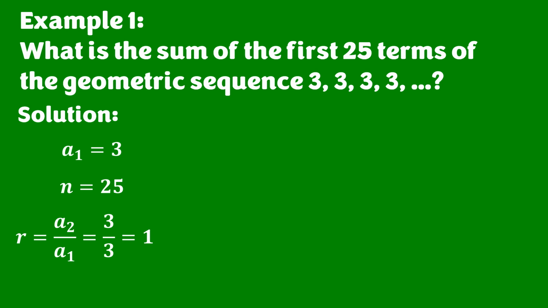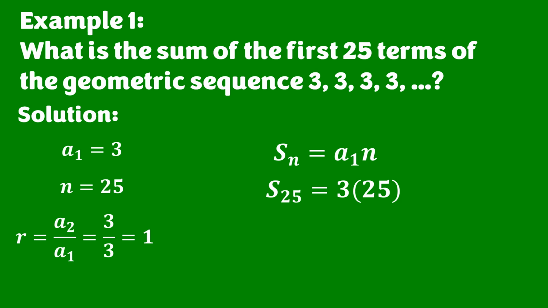So if the value of r is equal to 1, we're going to use the formula S sub n is equal to a sub 1 times n. So we will just substitute the value of n and a sub 1, and we have S sub 25 is equal to 3 times 25. The value of n is 25 and the value of a sub 1 is 3.